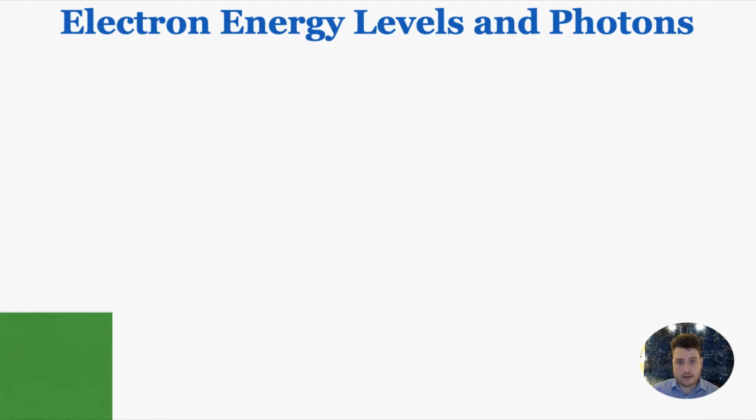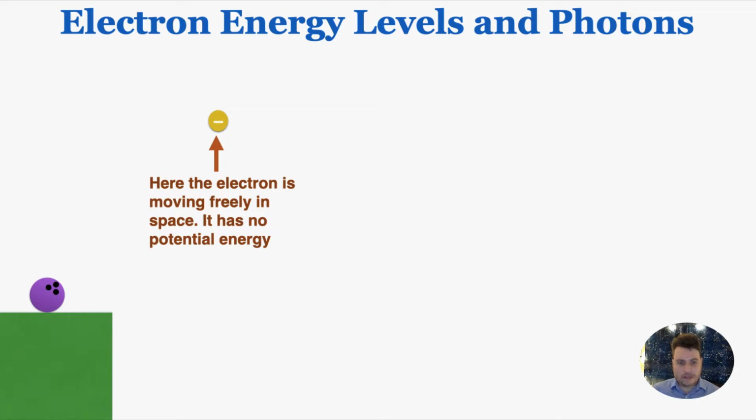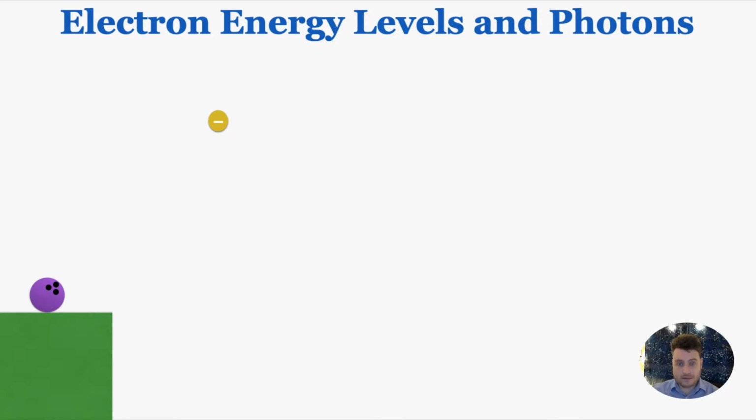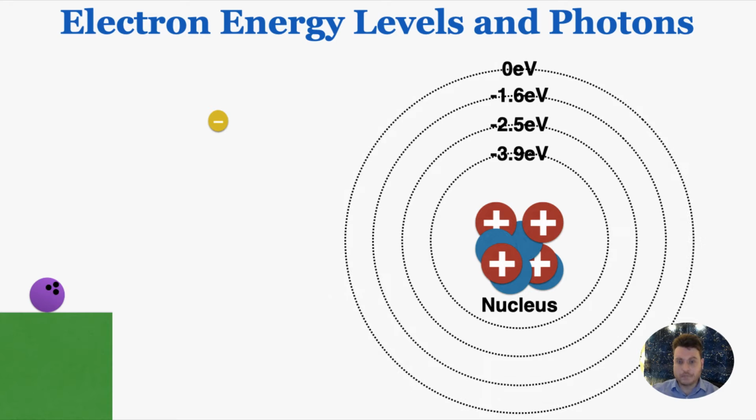I'm going to draw a comparison now between electrons that are just floating in free space unattached to an atom and a bowling ball just sitting on the ground at a height of 0. Here, because the electron isn't attached to an atom, we would say that the electron is just moving freely in space and has no potential energy, similar to how the bowling ball could just be rolling on the ground with no potential energy.